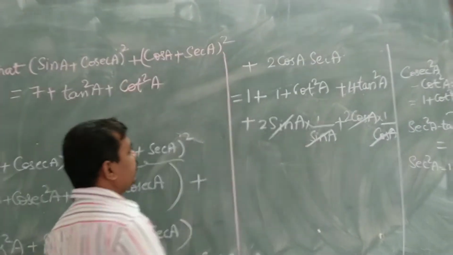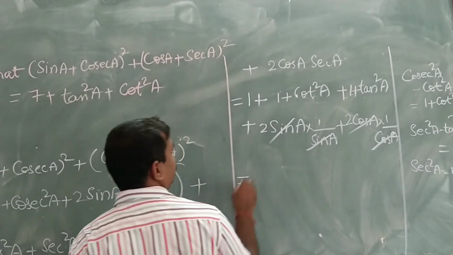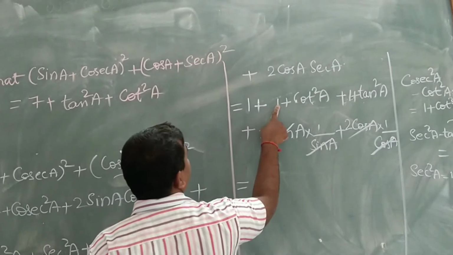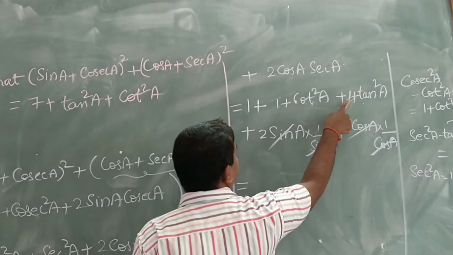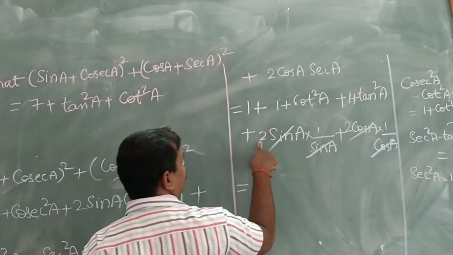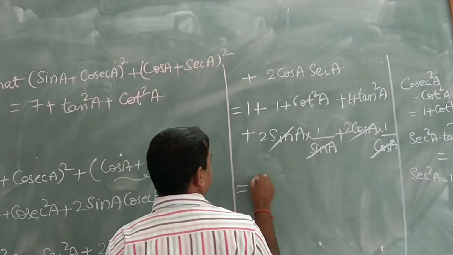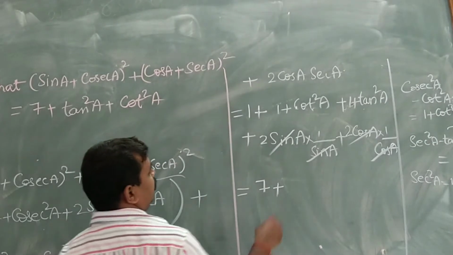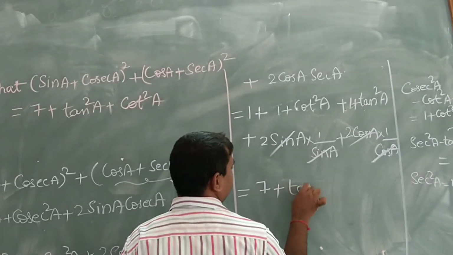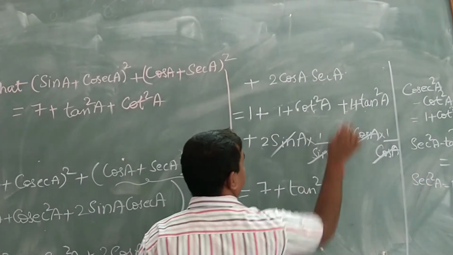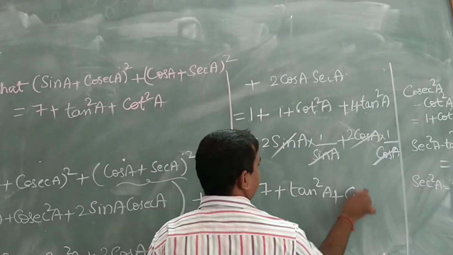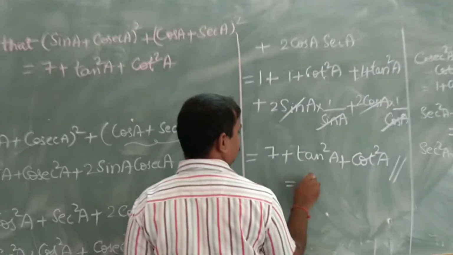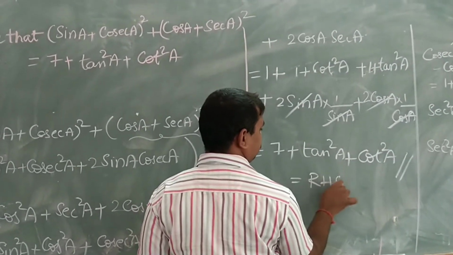So when you observe here, you are going to get what? Let us take that. 1 plus 1, 2, 2 plus 1, 3, 3 plus 2, 5, 5 plus 2, 7. 7 plus tan square A plus cot square A, which is our RHS, that is equal to RHS.